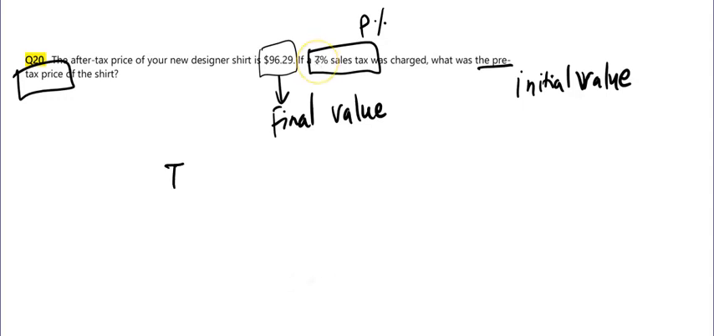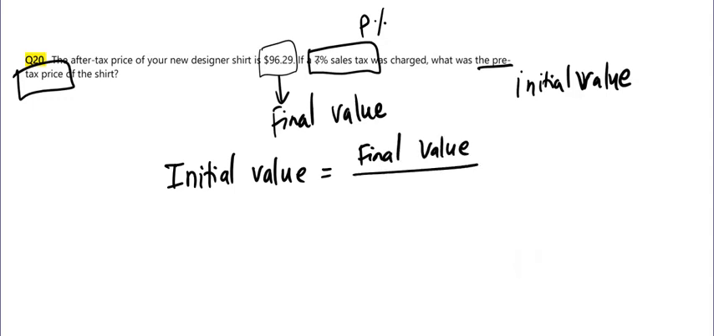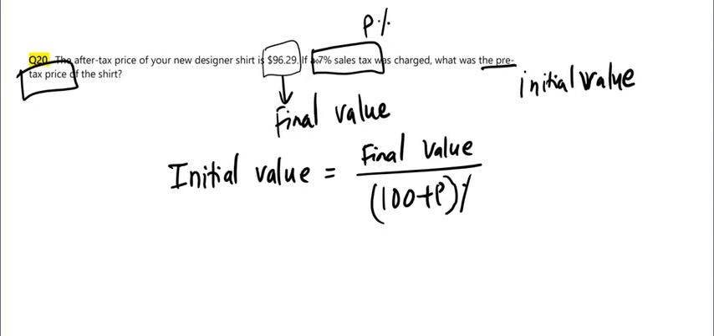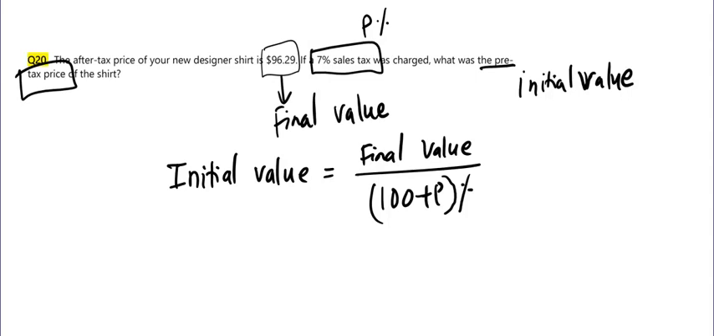So there's a formula. Again, you refer to the formula from the book. Initial value equals final value divided by 100 plus p%. So the final value is 96.29 divided by 100 plus p, where p is 7, which is a percent.